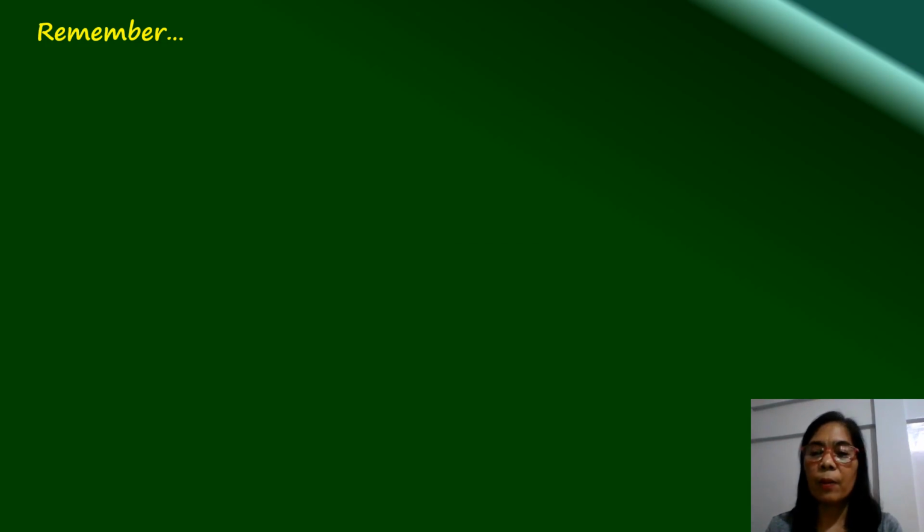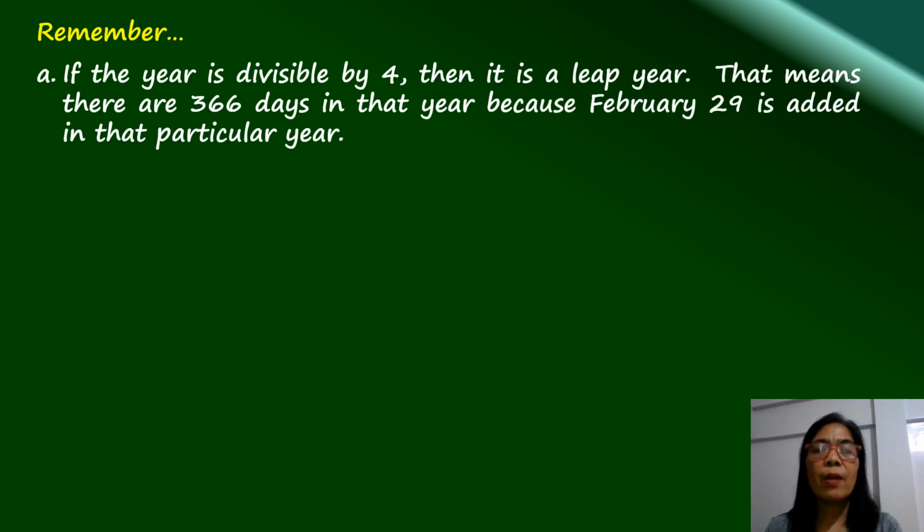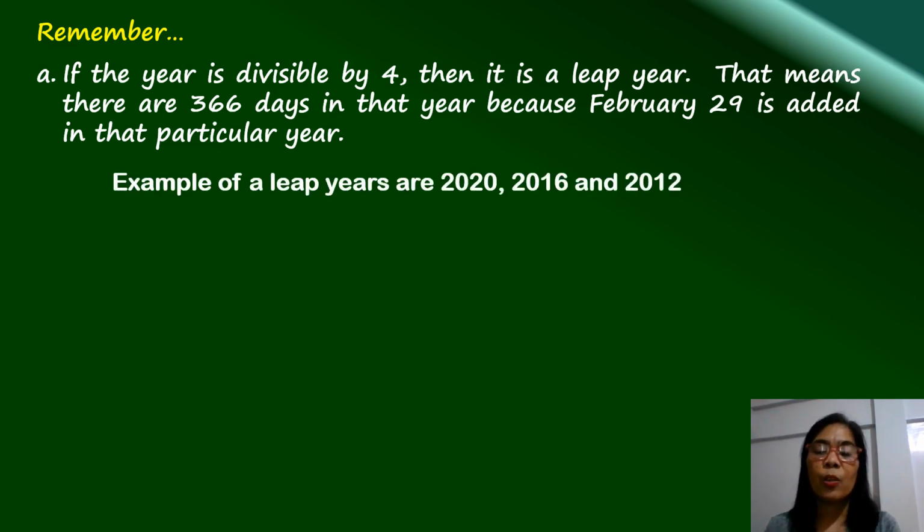Okay, so how will you know if the year is a leap year? If the year is divisible by 4, then it is a leap year. That means there are 366 days in that year because February 29 is added in that particular year. For example, 2020 is a leap year, 2016 is a leap year, 2012 is a leap year, year 2000 is a leap year. So if the year is divisible by 4, it is a leap year. That means there is a February 29 on that particular year.